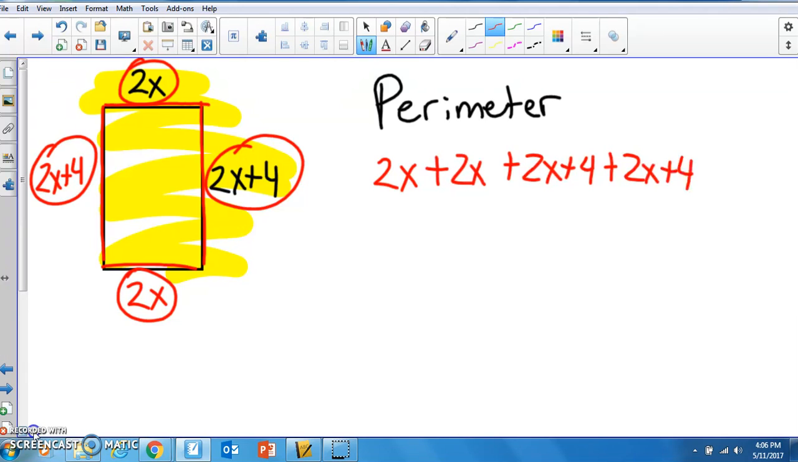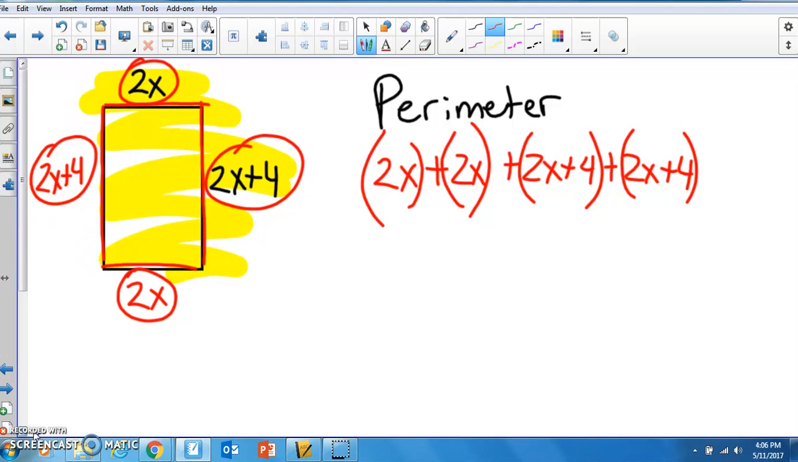And a lot of times you'll see a problem like this. They'll have parentheses to kind of represent the four sides. And all that is just kind of keeping it organized. It doesn't mean anything else. Doesn't mean anything being multiplied. So we have 2x plus 2x plus 2x plus 4 plus 2x plus 4.